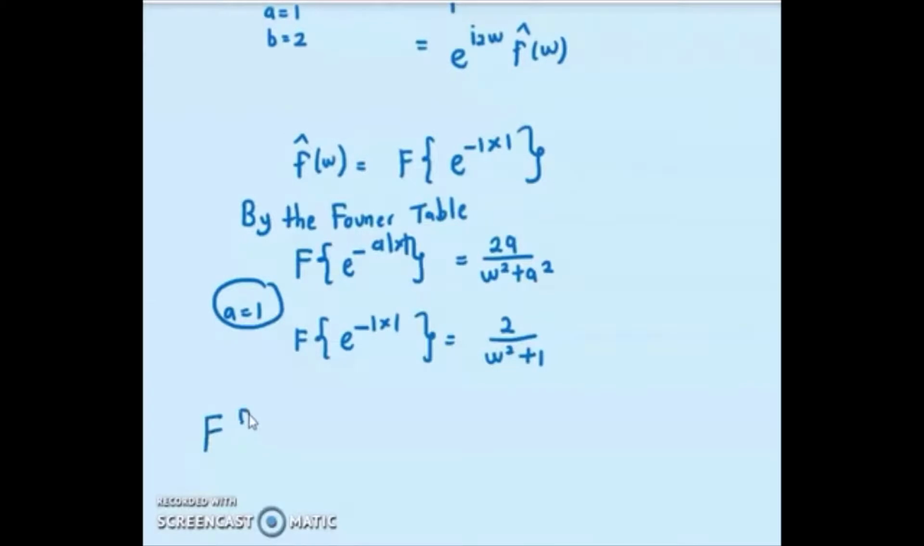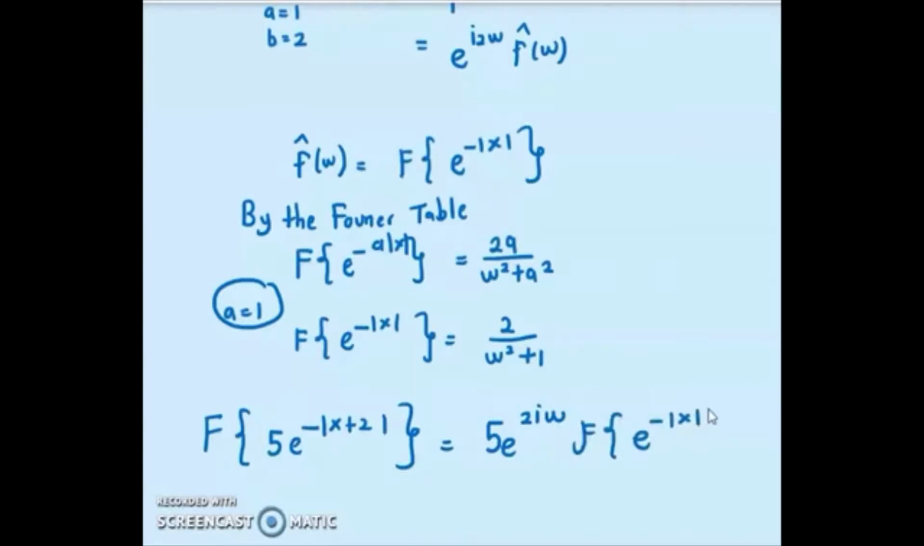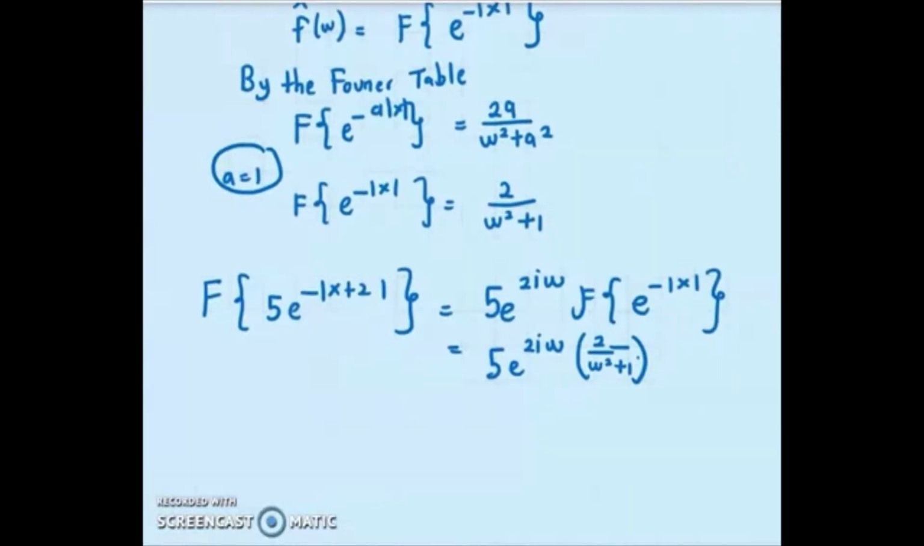the Fourier transform of 5e to the negative modulus of x plus 2. Now putting all the pieces back, we have earlier on 5 e to the 2i omega, Fourier of e to the negative modulus x, which is 2 over omega squared plus 1. Therefore your answer will be 5 times 2 is 10 e to the 2i omega over omega squared plus 1.